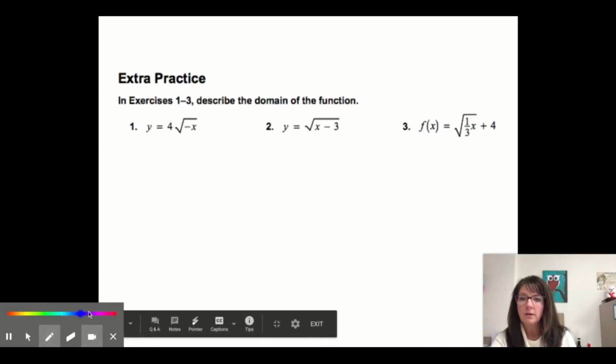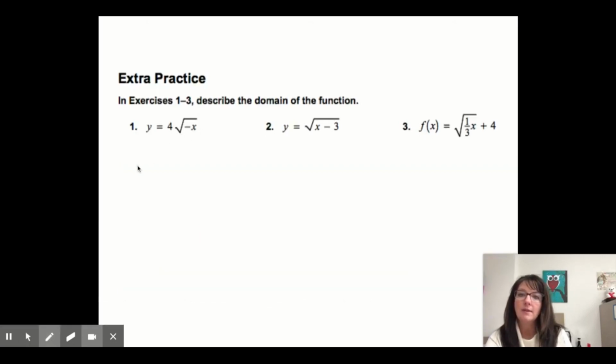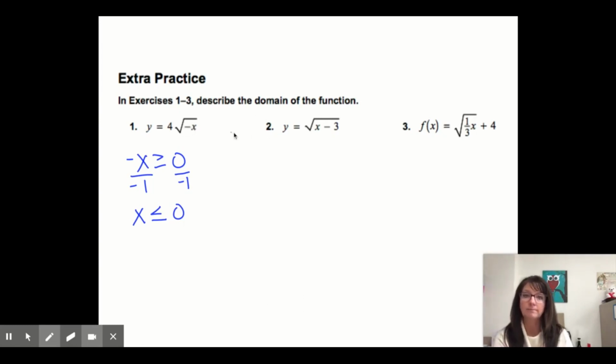So for this one, we have this negative x. I want it to be greater than or equal to 0. When I divide by a negative, and I'm working with inequalities, I will reverse the symbol. So that means x can be less than or equal to 0. And that makes sense because right now we have a negative x. So if we try to put in some positive values like 1, 2, 3, or 4, we'd have a negative number under the radical. We don't want that. But if you put in negative values, the opposite of a negative value is a positive value. So that's how we can solve for that one.